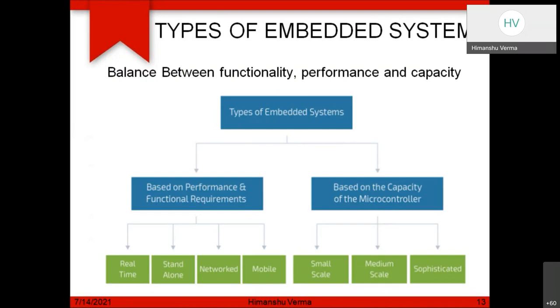So next, as we discussed, we can categorize on the basis of the capacity of their processor. We have three of them. First we have small scale, second medium scale, and then sophisticated embedded systems. First, we will discuss the small scale embedded system.